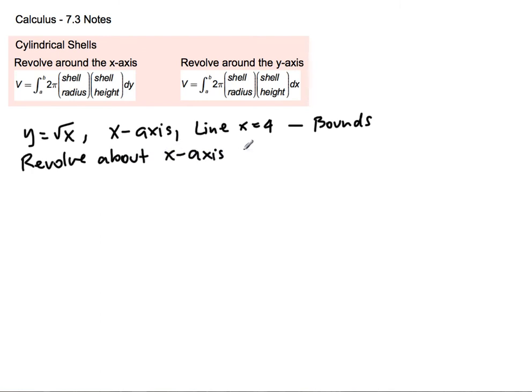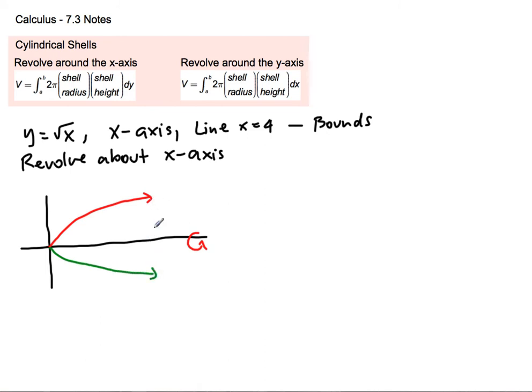Okay, so let's look at what's going on here. Square root of x, that's not a hard problem. So we've got this guy right here. Square root of x is going to come out and look something like this. Okay, we're going to rotate this around the x-axis. So what that's going to do is give us a shape. It's going to give us this shape right here.